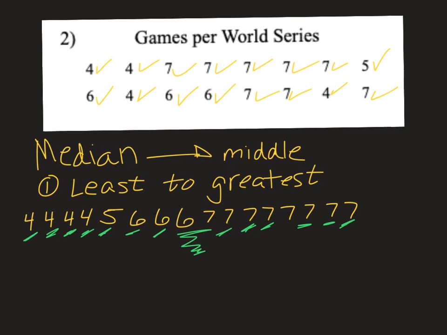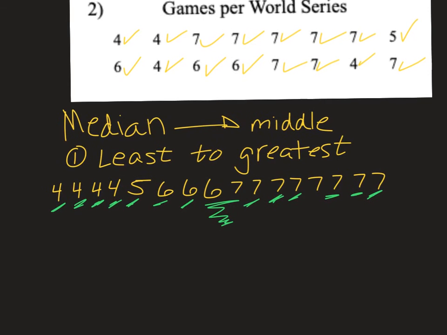So whenever you have two numbers that are in the middle, it's a little bit harder. So what you're going to do is you're going to take those two numbers. So in this case, those numbers are 6 and 7. You're going to add them together.